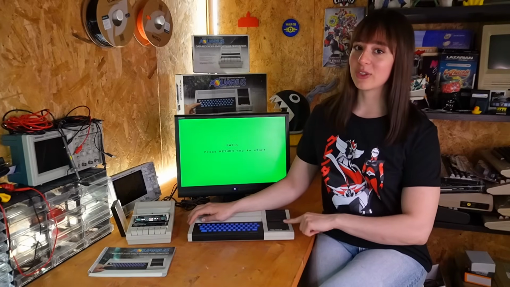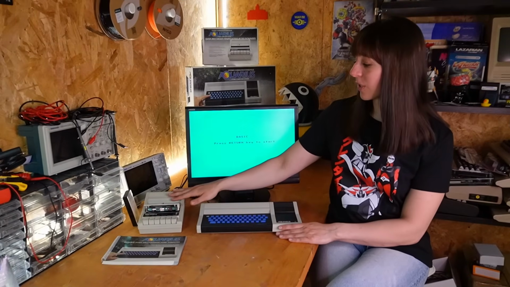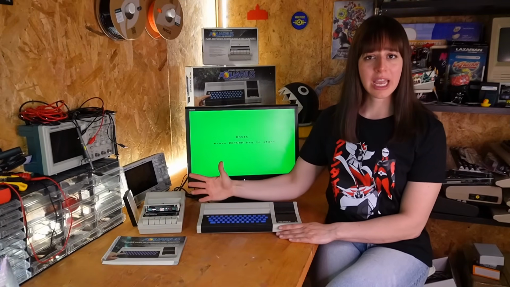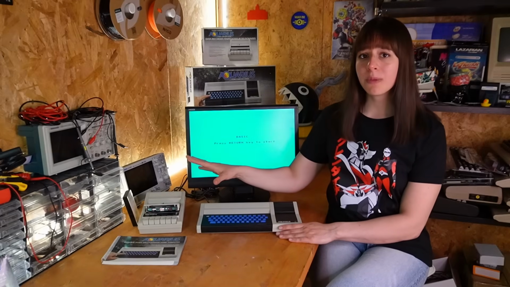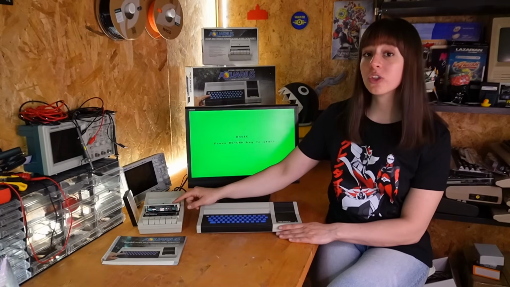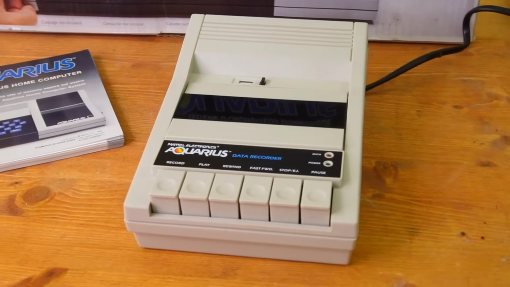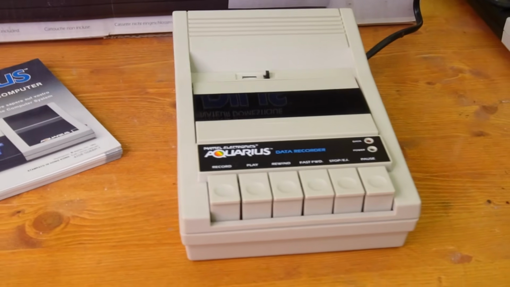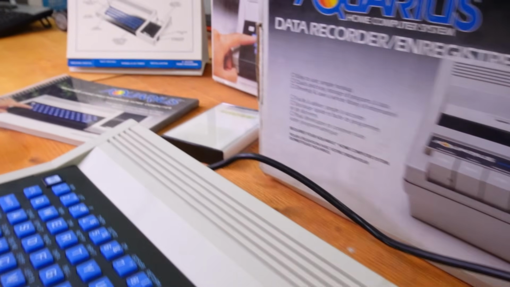And now let's get back to the Aquarius. A key component of the Aquarius ecosystem was its cassette recorder, and it wasn't just a standard tape deck, but a unit specifically engineered by Mattel to optimize the transfer of digital data onto magnetic tape. Even so, the loading and saving process was notoriously slow and error-prone, often requiring multiple attempts and a good deal of patience from the user.